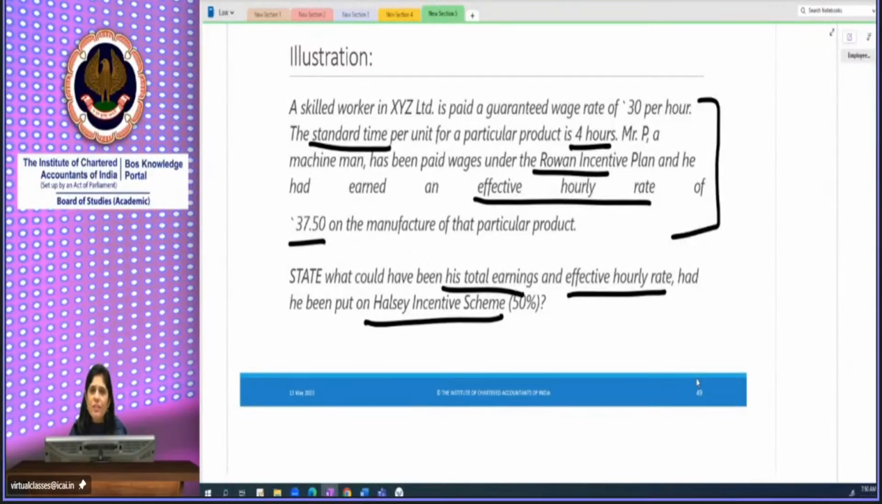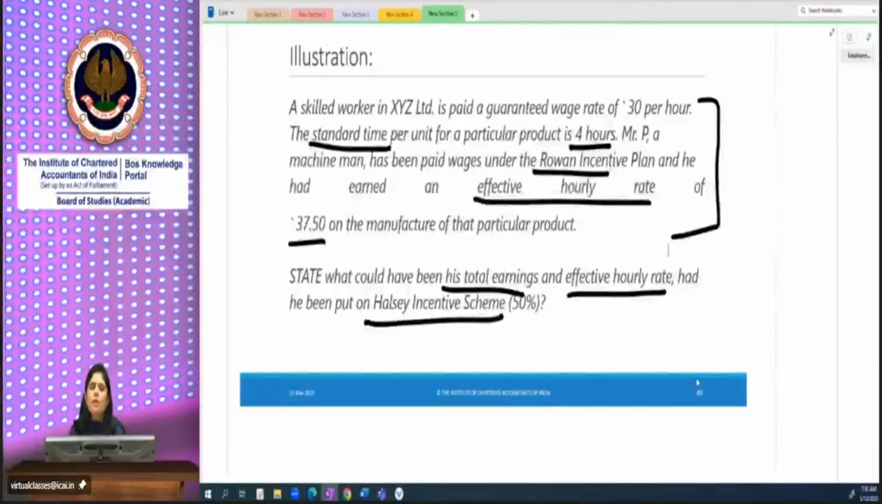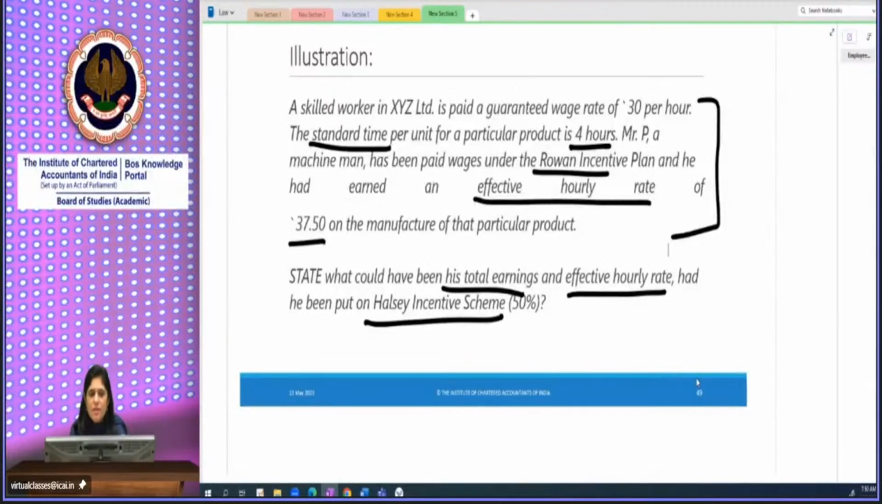In every question of wages or employees or the bonus, you should have three pieces of information if you're calculating the bonus: time taken, time allowed, and rate per hour. So in this question, rate per hour is given, time allowed is given as 4 hours, time taken is not given, and effectively the hourly rate is given. Time taken you can assume as X.